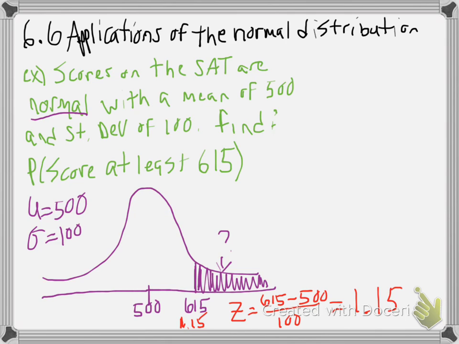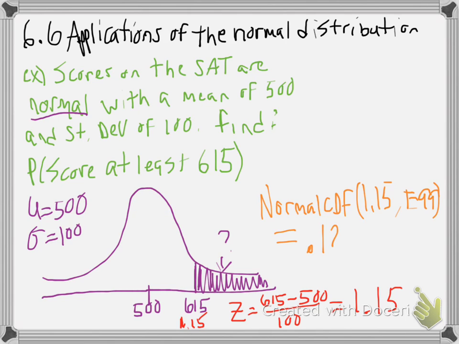So that's as simple as doing normal CDF. The left endpoint would be 1.15, and then the right endpoint would be E99. Type that into your calculator, and rounding to 4 digits, we should get 0.1251. So in other words, there's a 12.51% chance that we're going to score at least 615 on the SAT.